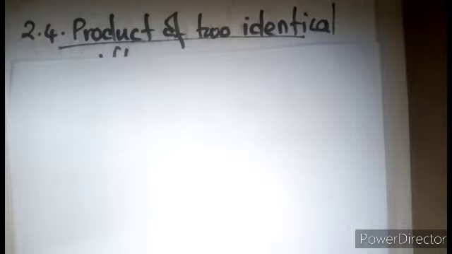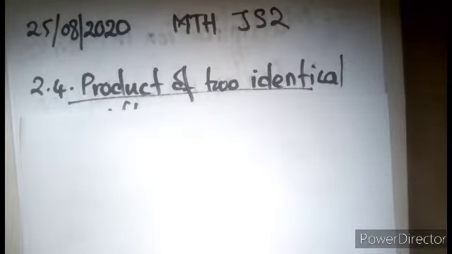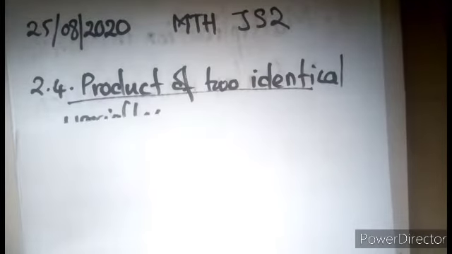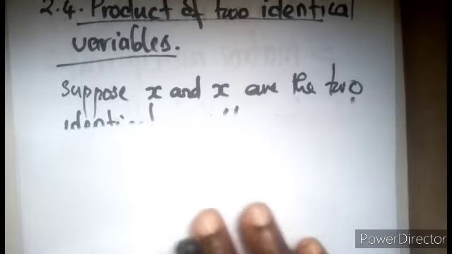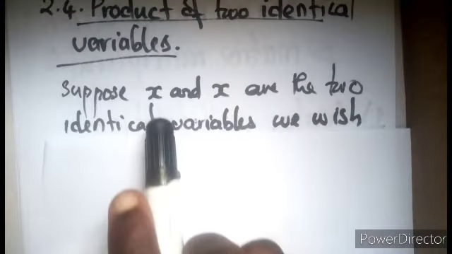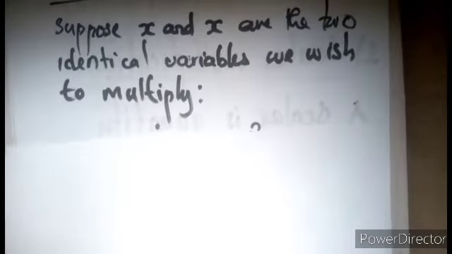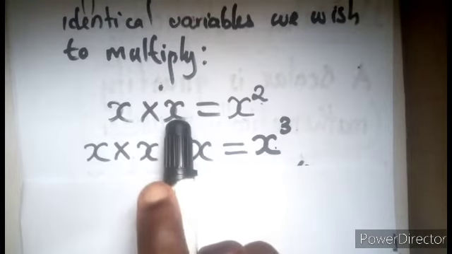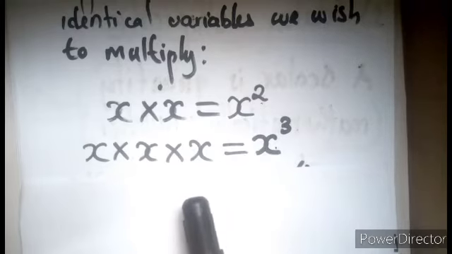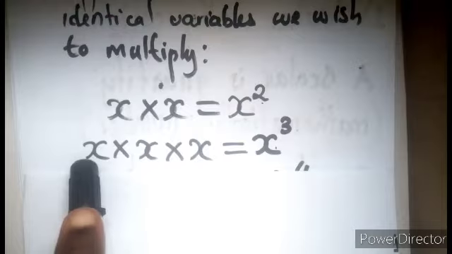Good morning, class. Today we are going to recap on what we did yesterday. Yesterday we talked about the product of two identical variables. We consider two variables, and we said this variable can be multiplied to give you what? X squared. X times x is equivalent to x squared. Now we also exposed you to the product of three identical variables, x times x times x. We said it was x cubed.